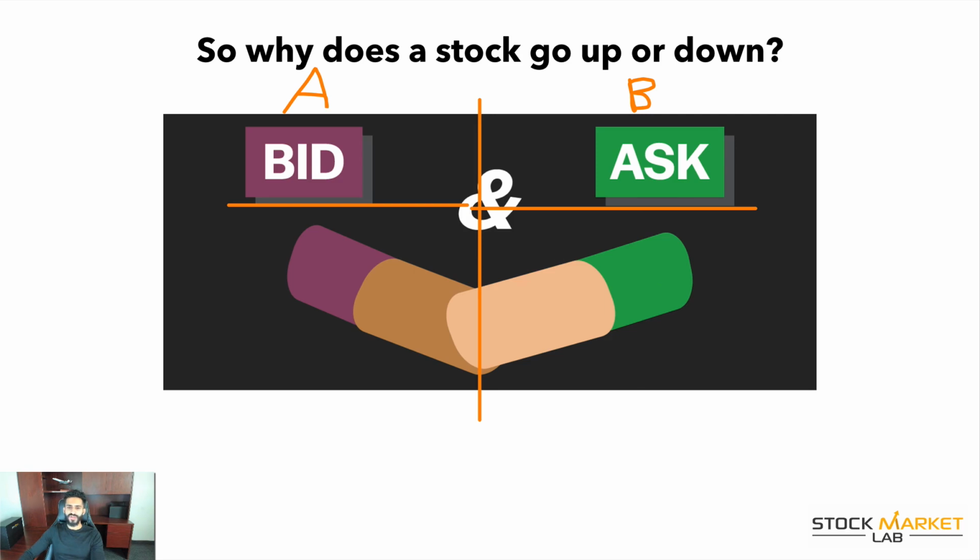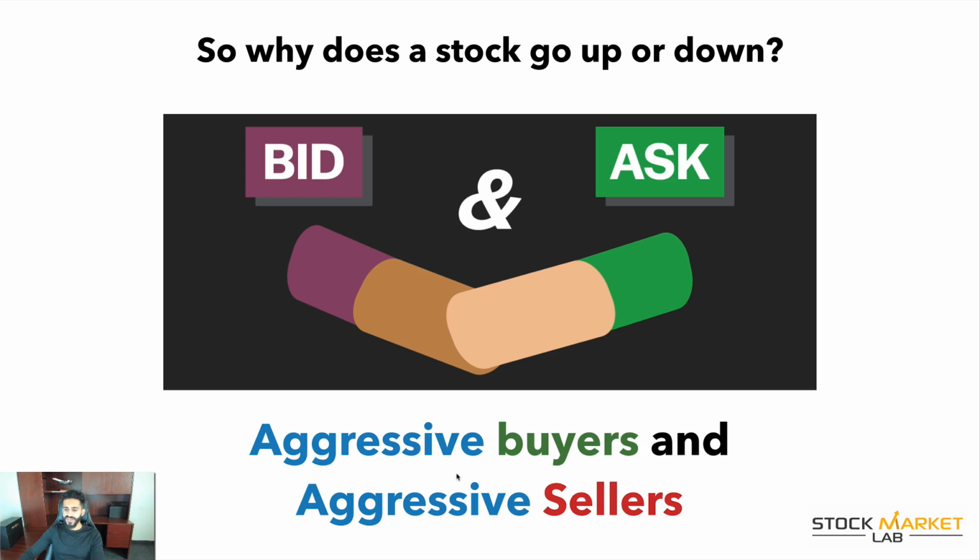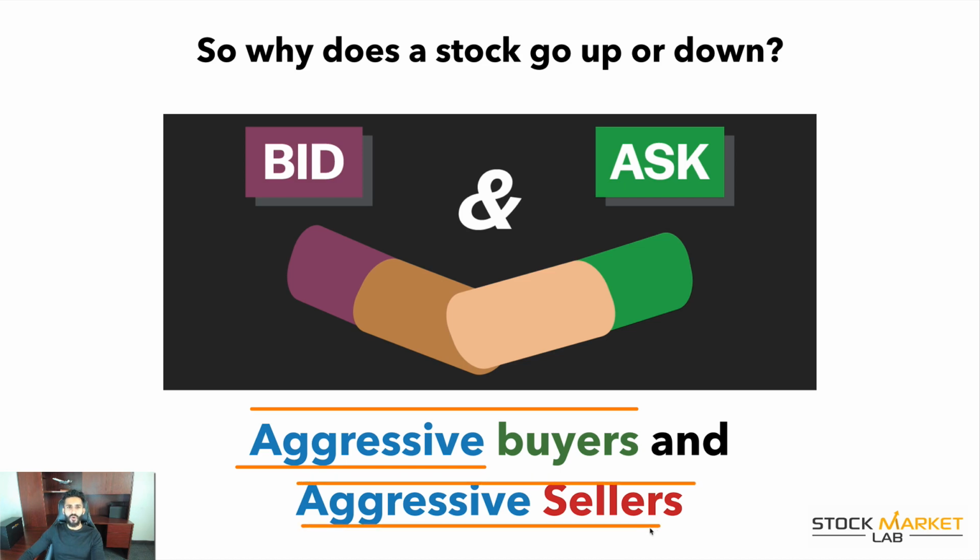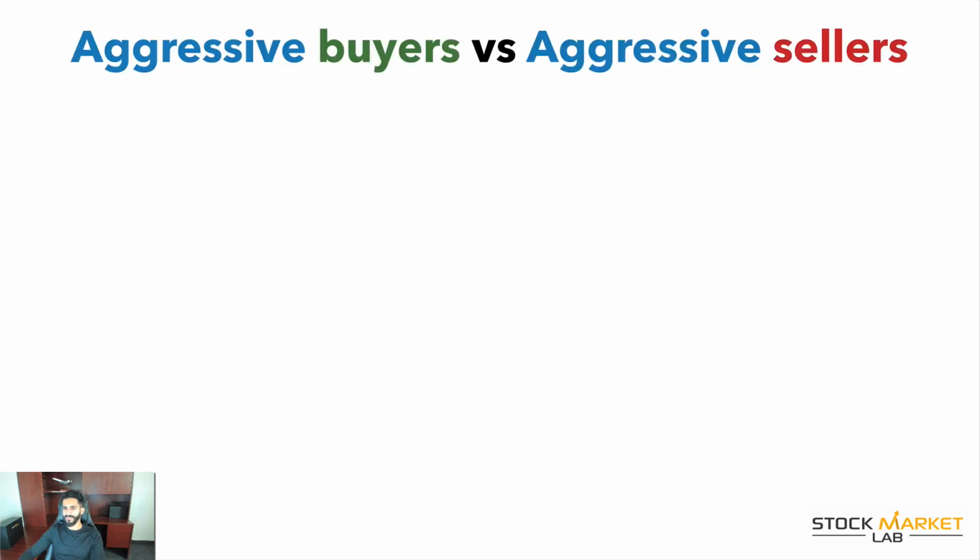Now, since there's no such thing as more buyers than sellers, there is something that exists called more aggressive buyers and more aggressive sellers. There's no such thing as more buyers or more sellers, but there is a thing called more aggressive buyers, buyers that are more aggressive, willing to buy at a higher price, and aggressive sellers, people that are willing to sell at a lower price. So let's understand aggressive buyers and sellers in volume.